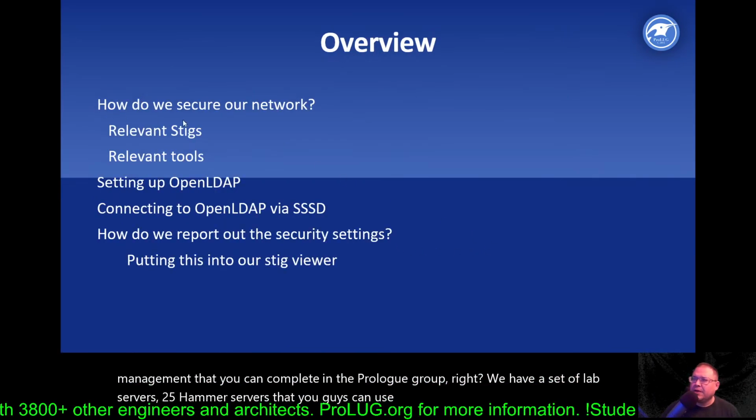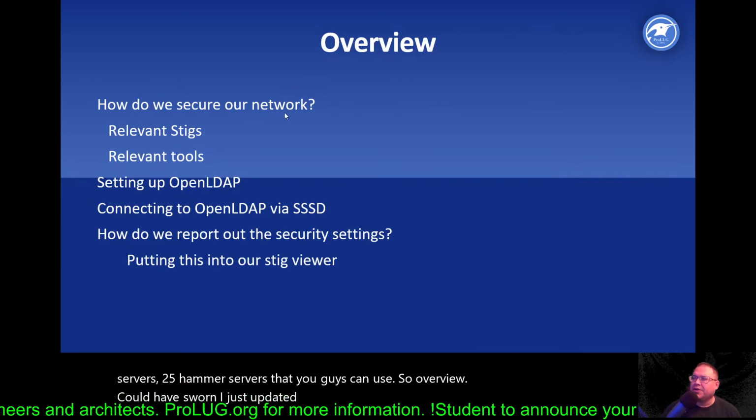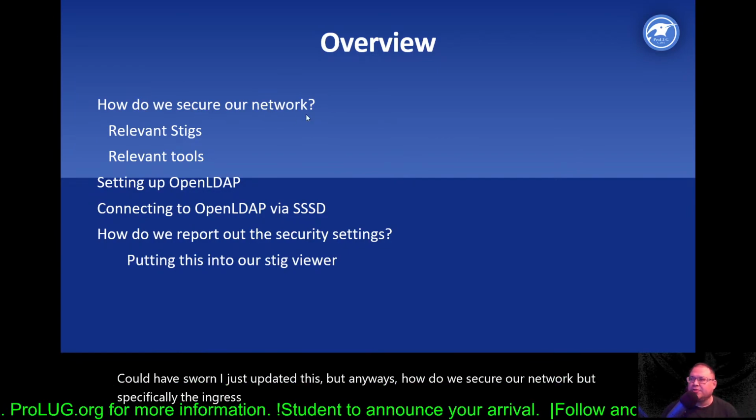So overview, could have sworn I just updated this. But anyways, how do we secure our network, but specifically the ingress point and the user identity?